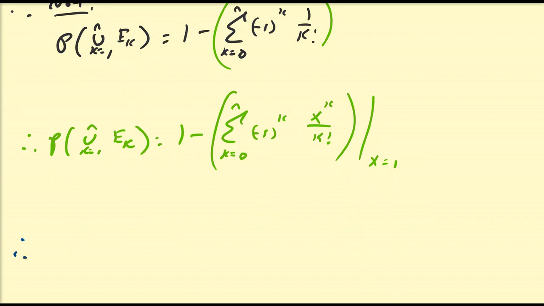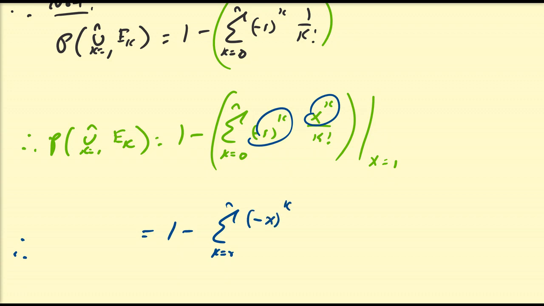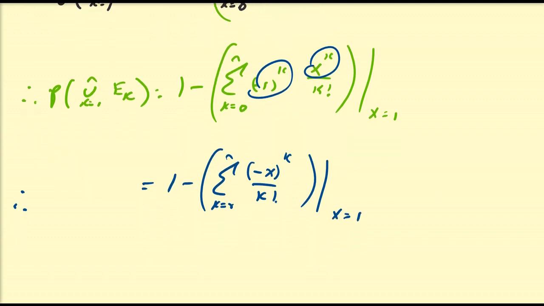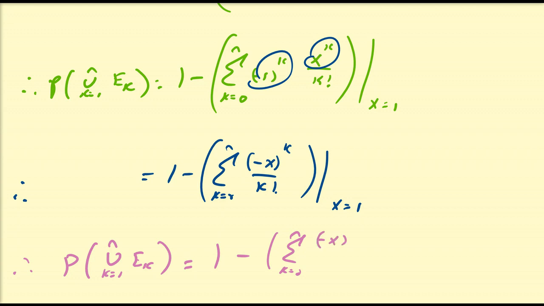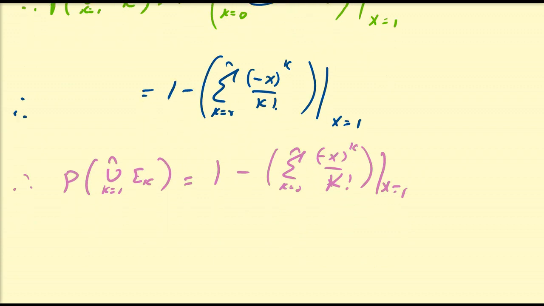So what we can do is 1 minus the sum from k equals 0 to n. Notice negative 1 and x have the same exponent, so this is negative x to the power of k all over k factorial, evaluated at x equals 1. Therefore, we have this property that the probability of the union from k equals 1 to n of ek is equal to 1 minus the sum from k equals 0 to n of negative x to the power k over k factorial, evaluated at x equals 1.